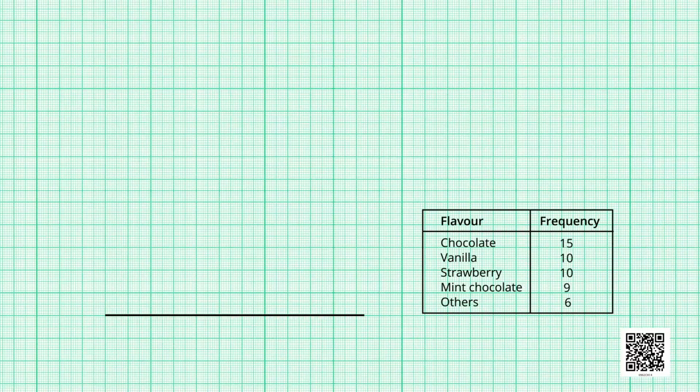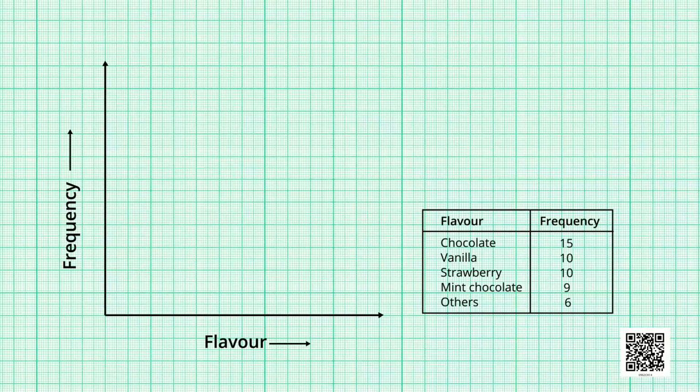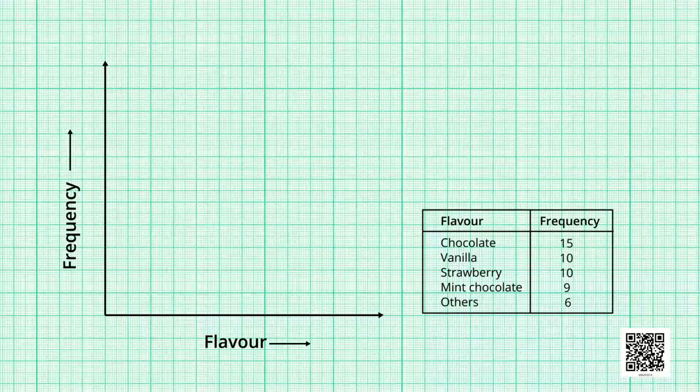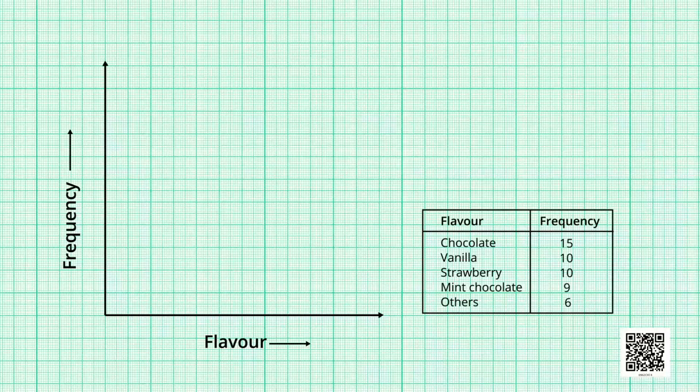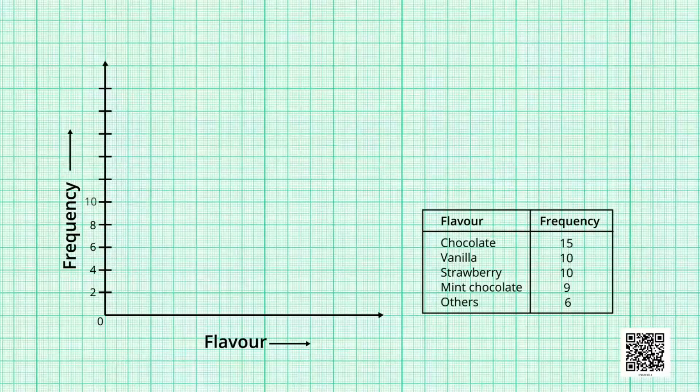Children, on the horizontal axis we can take flavor and we can take frequency along the vertical axis. For the vertical axis, we need to take a scale according to the information given or according to the frequency. Since frequency is ranging from 6 to 15, we can take a unit of 2. That is, after every box, 2 changes. So after first box there is 2, then 4, then 6, then 8, then 10, then 12, then 14, then 16, then 18 and then 20.